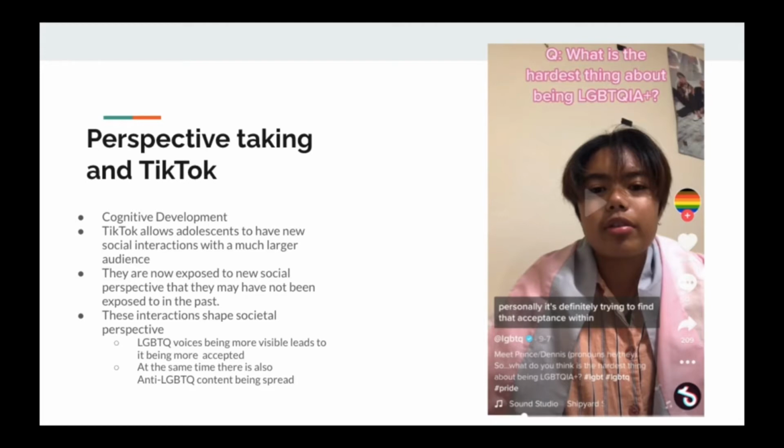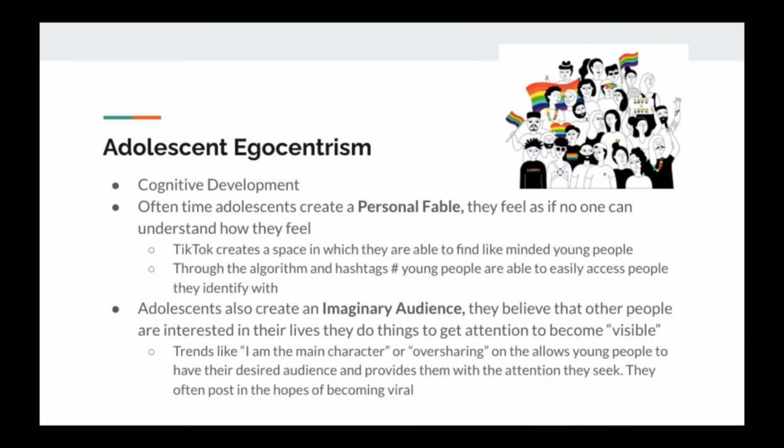So these interactions shape societal perspectives, which could be both a positive or a negative thing. One way that it's positive is that LGBTQ voices are being made more visible, which could lead to it being more accepted. It also means at the same time that there's a lot of anti-LGBTQ content being spread, which can be incredibly harmful for the community and harmful for how a lot of LGBTQ youth look at themselves.